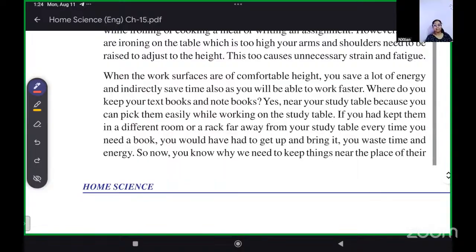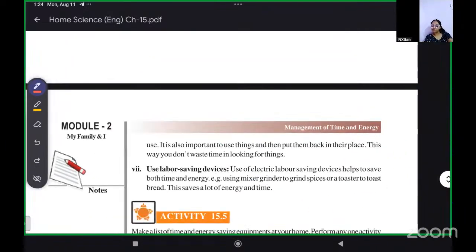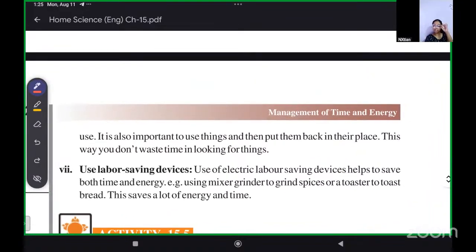Your charger should be near the charging spot, and the things that you need should be where you're performing that activity. Only at that place should those things be kept so that you do not have to go again and again, look for them, and get tired. It is also important to use these things and then put them back in their place. This way, you don't waste time in looking for things.